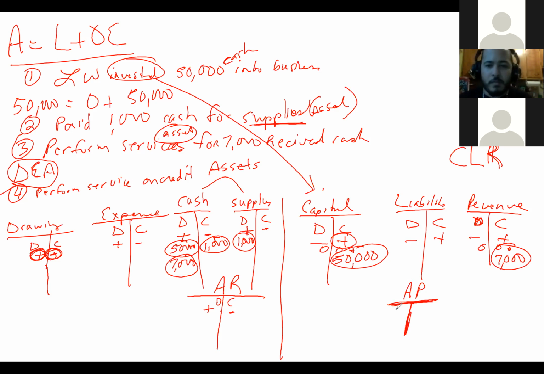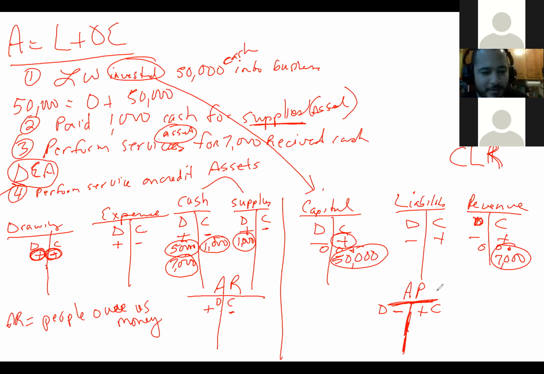Okay, so for AP, since it's a liability, it's gonna have the same setup, which is gonna be minus plus. Debit credit never changes regardless of which one of the 6 categories it is. Okay. All right, so AR is the account that we use when people owe us money. That's always a good thing. I love it. The one I don't like is this one, when we owe people.